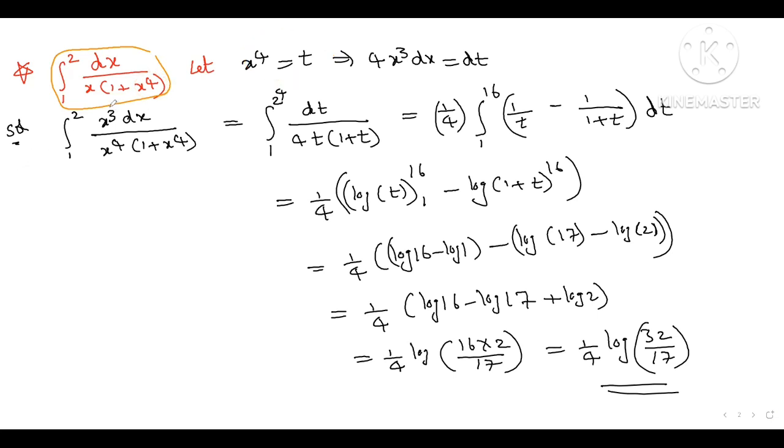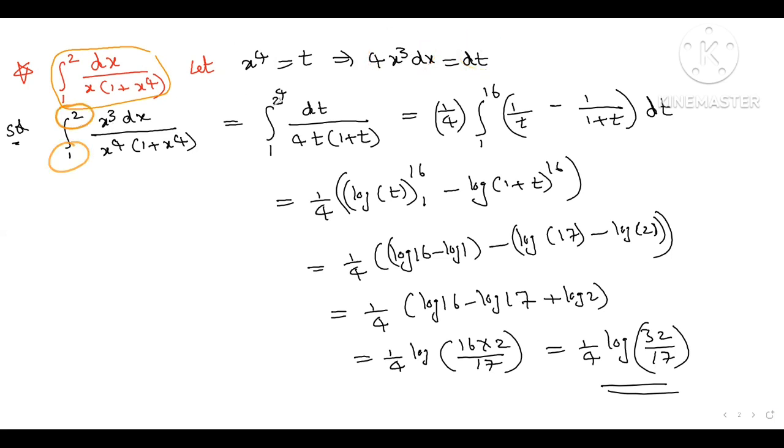Now in this integration, multiply and divide by x cube. So x cube, and here x cube; x cube into x is x to the power 4. Why? Because after taking x to the power 4 as t, the numerator will be dt by 4. So x to the power 4 is equal to t. Now differentiating on both sides, the differentiation of x to the power 4 gives 4x cube dx is equal to dt.